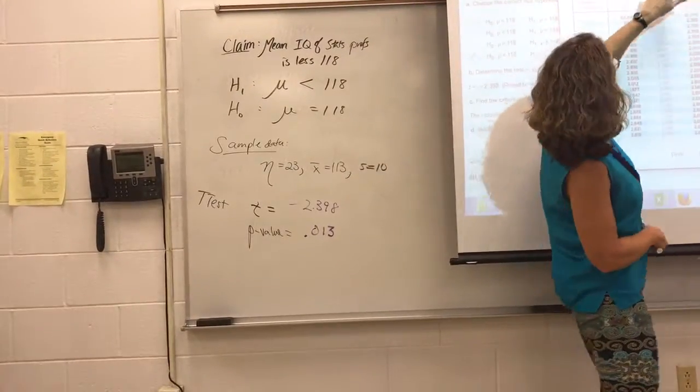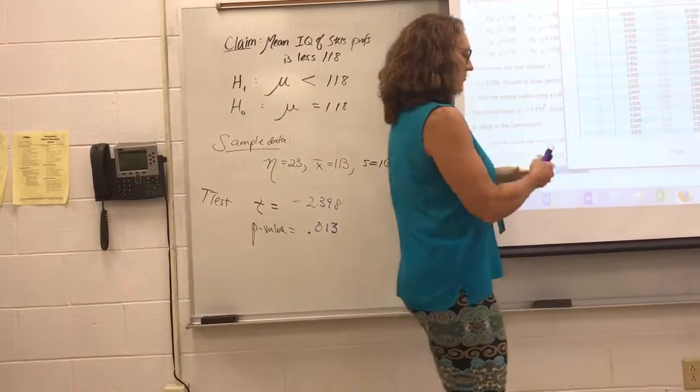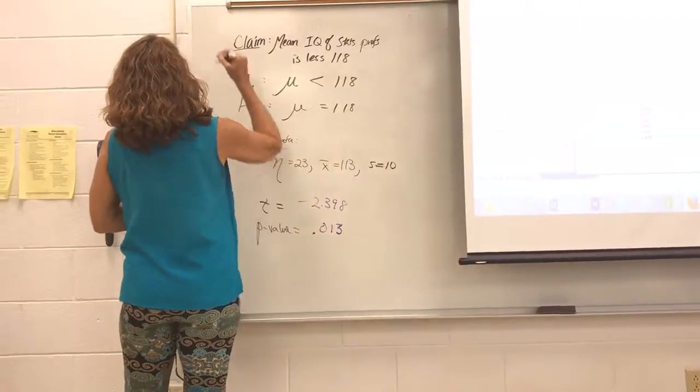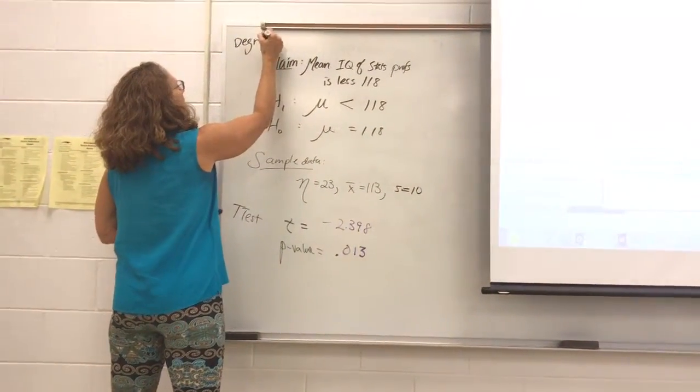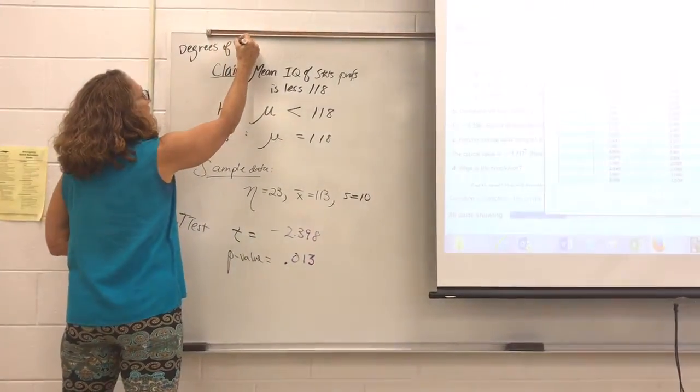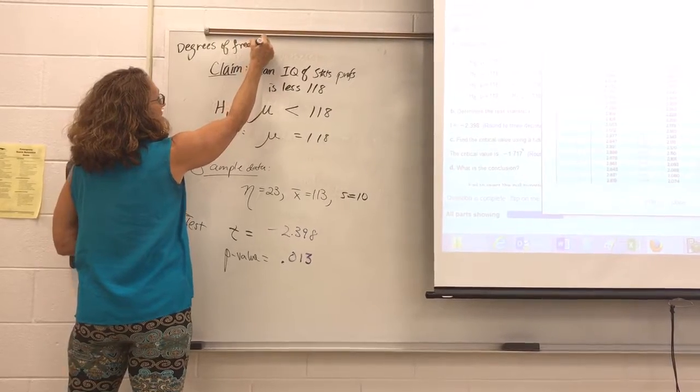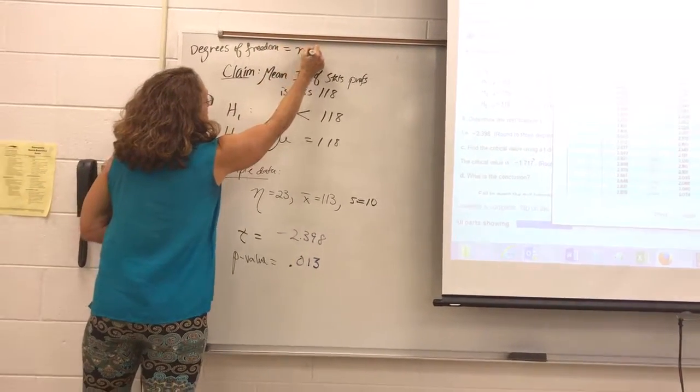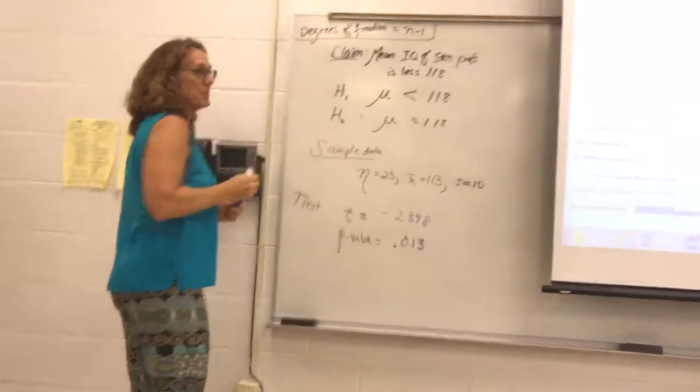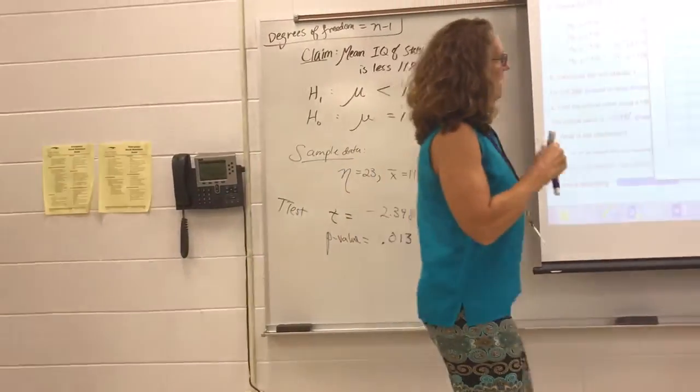It's greater than or less than. So area in the one tail. And then the degrees of freedom in a t-test is one less than the sample size. You just have to remember that. N minus one for the table. So that's what we're looking at here.